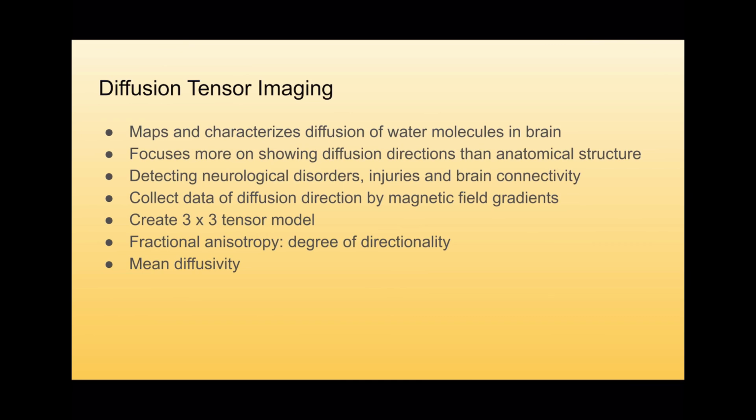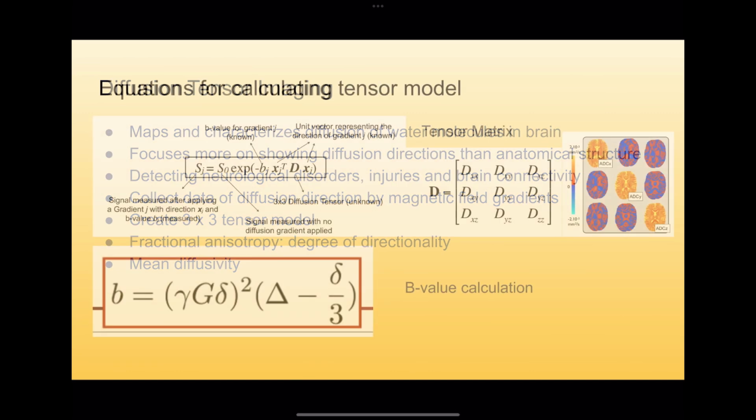The technique used to obtain the data is diffusion tensor imaging. It maps and characterizes diffusion of water molecules in the brain rather than showing the anatomical structure. To calculate the diffusion tensor, we first create a 3x3 tensor model, and then we can derive the fractional anisotropy map, which gives information about the degree of directionality and mean diffusivity. It is useful in detecting neurological disorders, injuries, and brain connectivity.